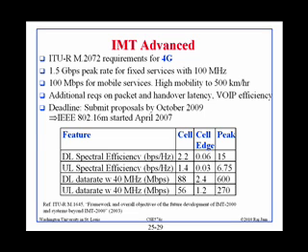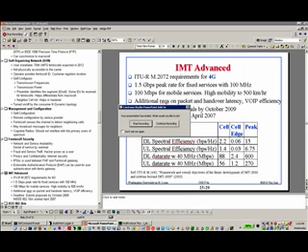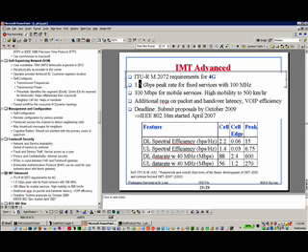ITU-R has a document 2072 which says what the 4G technologies have to do, and there are no 4G technologies at this point, by the way. Actually, the number keeps changing, so I haven't checked this requirement document. I should check. Some places I found 1 gigabit, so I would go with 1 gigabit rather than 1.5 just to be safe. At some places I found 1.5. 1.5 still looks too big to me, but anyway.